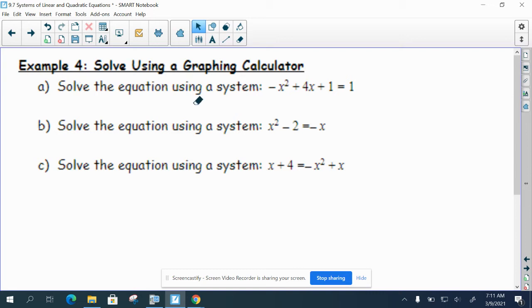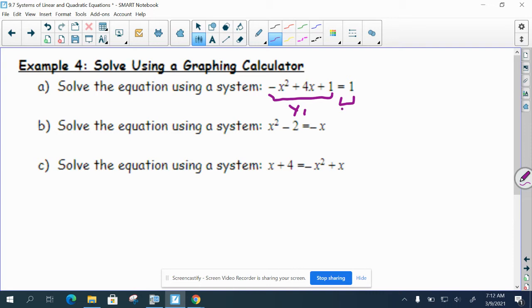So solve the equation using a system. What we're going to do here, make sure that you write down the steps to this really well, is we're going to take this and consider it as two separate equations. We're not going to move the one over. Instead, we're going to put the first part into our y1 and the second part into our y2. Remember that y equals 1 is a horizontal line that crosses 1 on the y-axis.